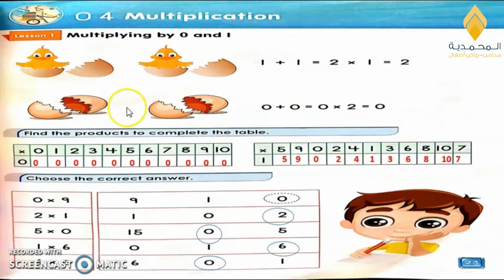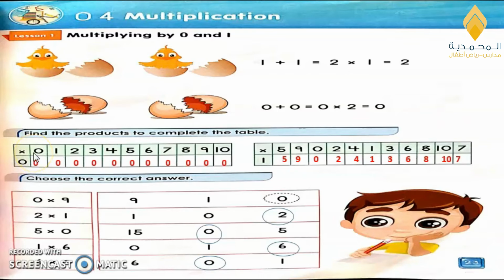And in this example, we have 2 groups. Inside each group, there's nothing, right? So 2 times 0 is 0. Let's move to question number 1. Find the products to complete the table. Look, we have here a table, and there are many numbers. We will multiply each number by 0. As I mentioned before, if I multiply any number with 0, it will give me 0.